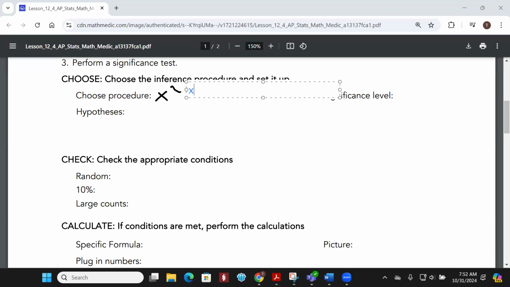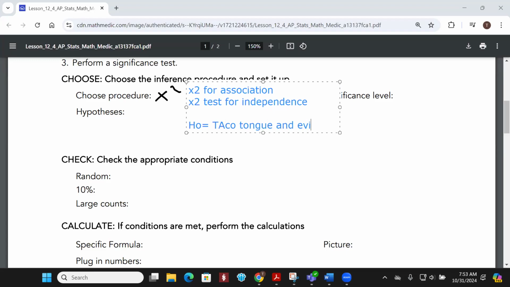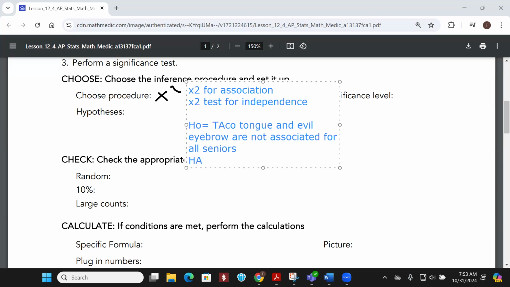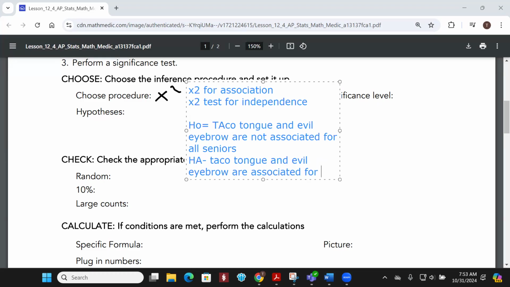Here we go. Chi-squared test for association. Chi-squared test for independence. Better? Okay. Then we got our null hypothesis. Our null is going to be that taco tongue and evil eyebrow, you missed it when you walked in late, are not associated for all seniors. The alternative is taco tongue and evil eyebrow are associated for all seniors.